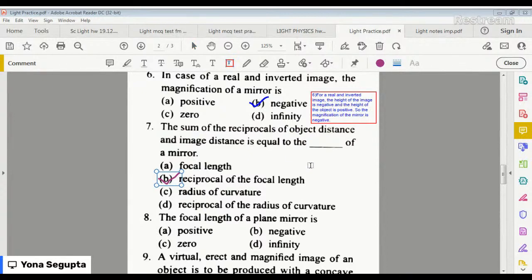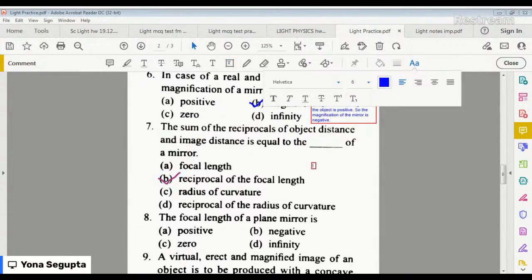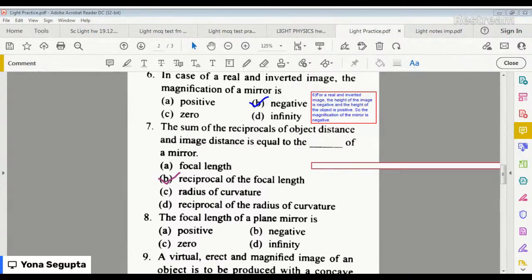If you didn't understand, I am repeating again. Please listen carefully. The sum of the reciprocals of an object distance and image distance is equal to the reciprocal of the focal length. Okay, I don't need to write these, I think.